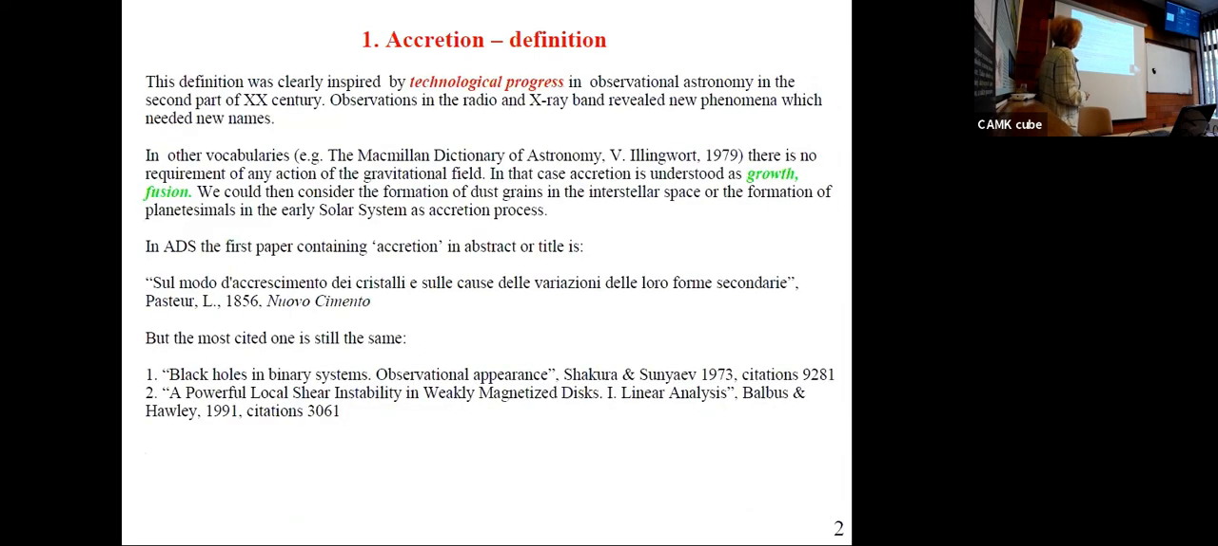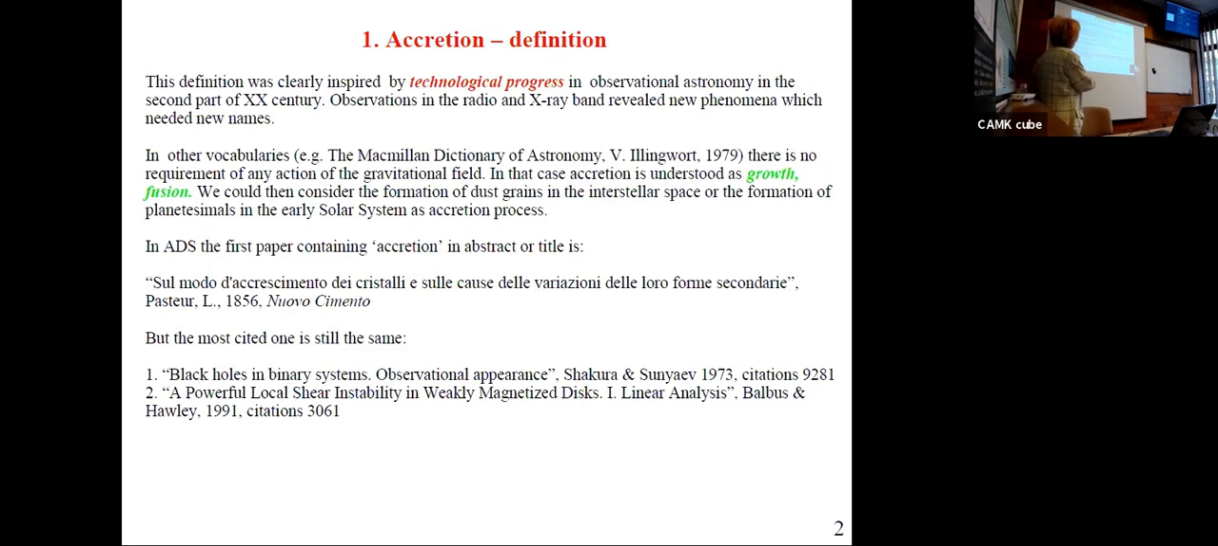On the other hand, it's not always that this kind of falling into a gravitational field is required in the definition of accretion. So in some other vocabularies, accretion means growth or fusion. And then in that case, processes in the solar system, like growth of planets, are also a kind of accretion.